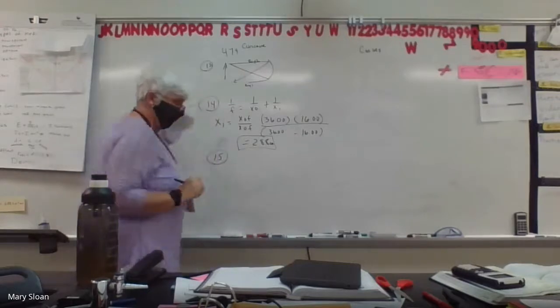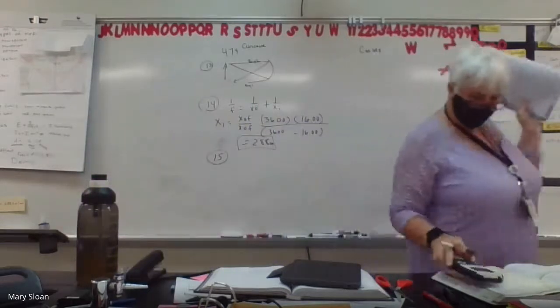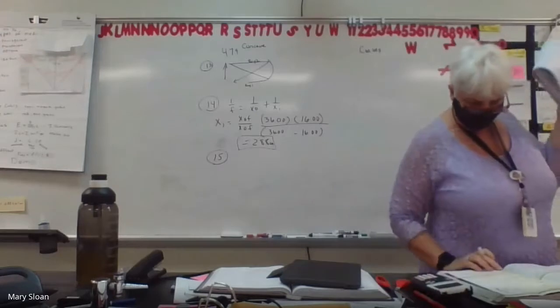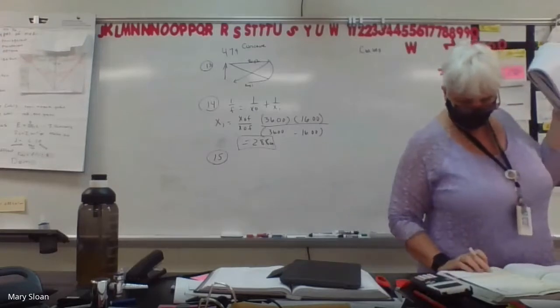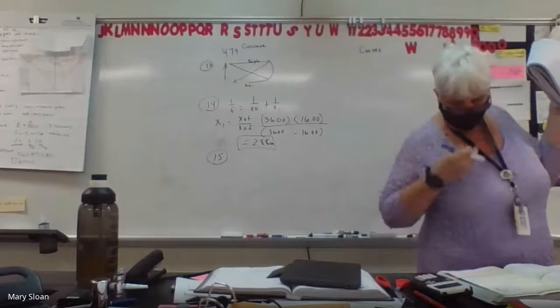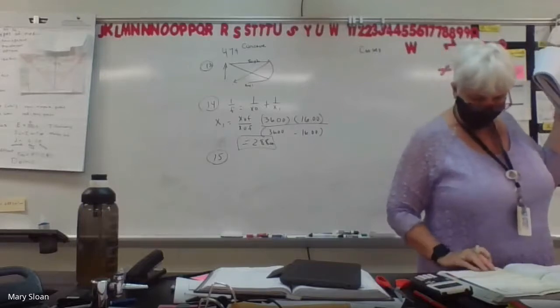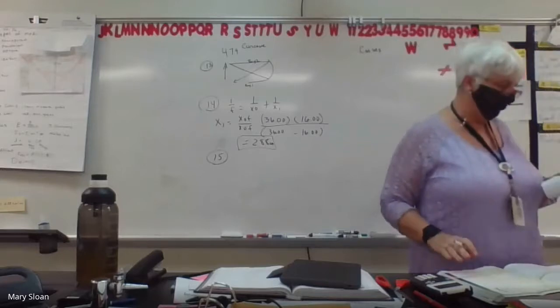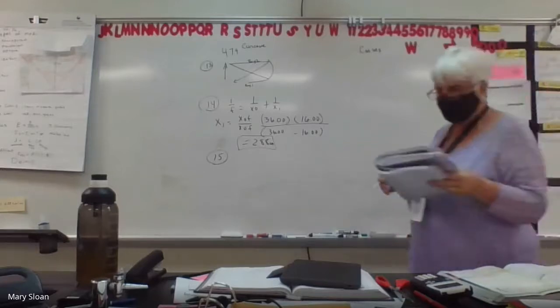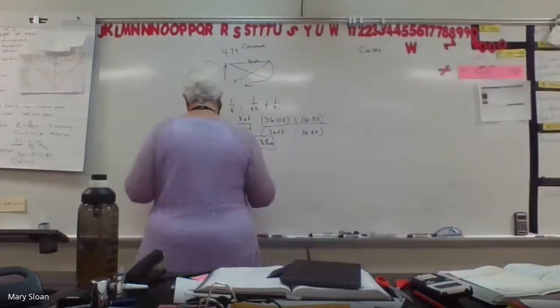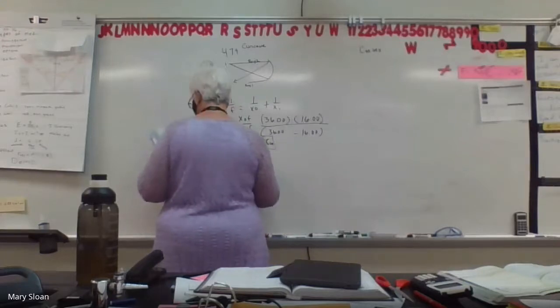Number 15. Number 15 says you have placed a 3 centimeter tall object 20 centimeters from a 16 centimeter radius concave mirror. Determine the image position and the image height. So we have to do 2 things here. First thing we're going to do is the image position.